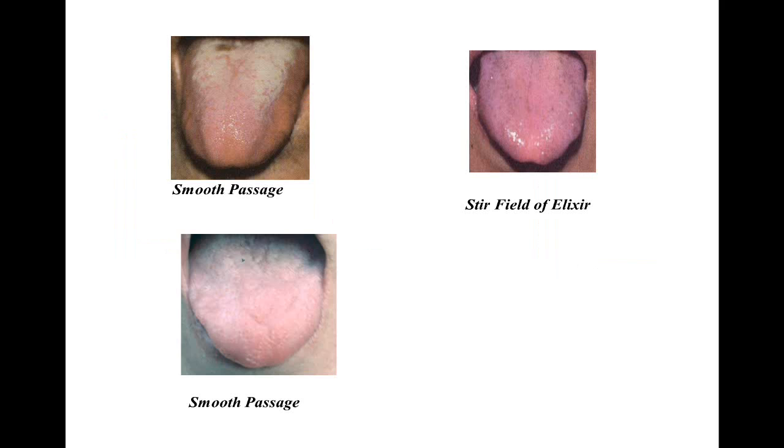And there is one purple tongue indicating the use of Stir Field of Elixir with blood stasis, and two for Smooth Passage. It's very difficult to define a typical tongue for Smooth Passage because Smooth Passage treats three patterns: Qi deficiency, Qi stagnation, and dampness, which can occur in different degrees of severity.